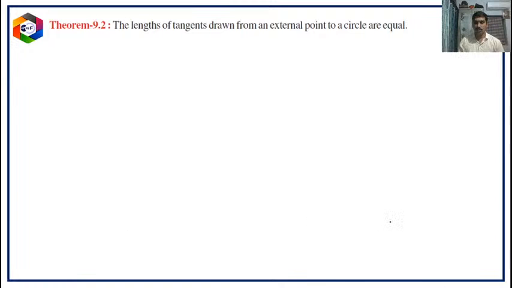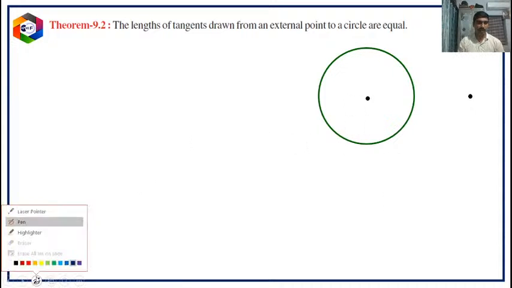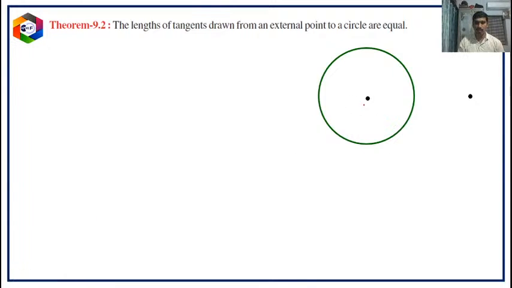Let us observe here. For this, let us first draw a relevant diagram. This is the center of the circle and this is the circle. I am going to consider an external point. This is the point. I am going to name the center of the circle as O, and the external point as P. From P to the circle it is possible to draw two tangents. Let us complete the two tangents. This is one tangent and this is another tangent.